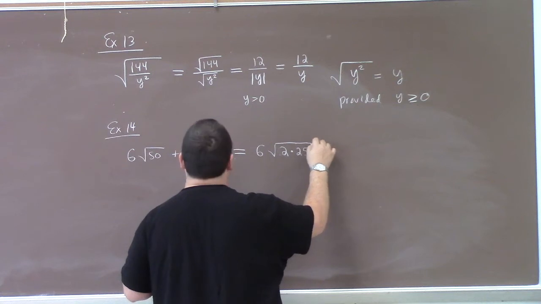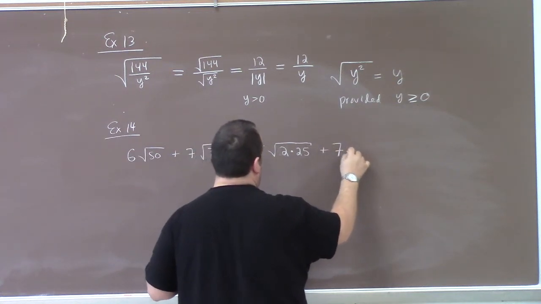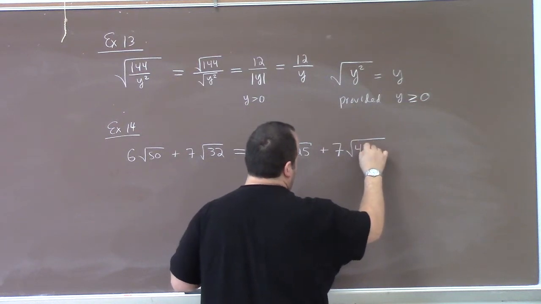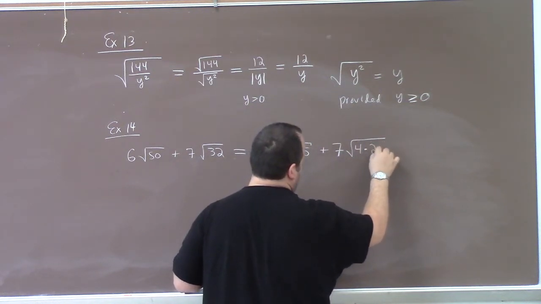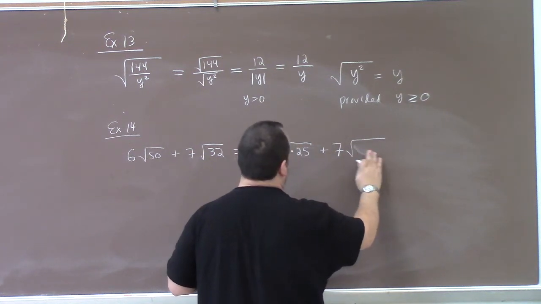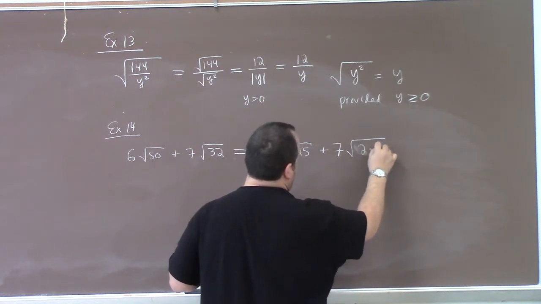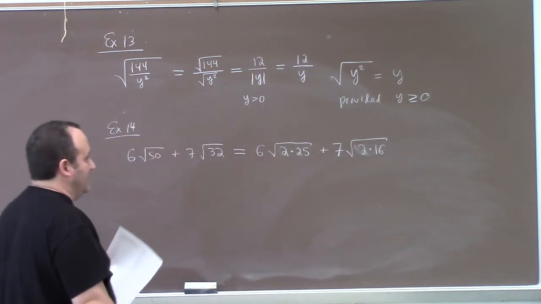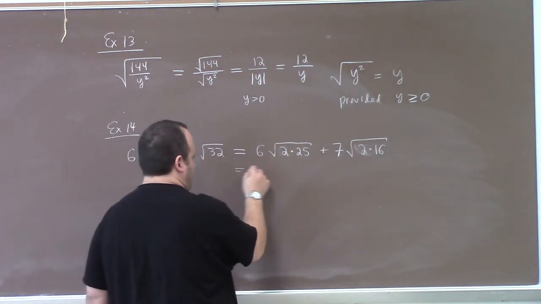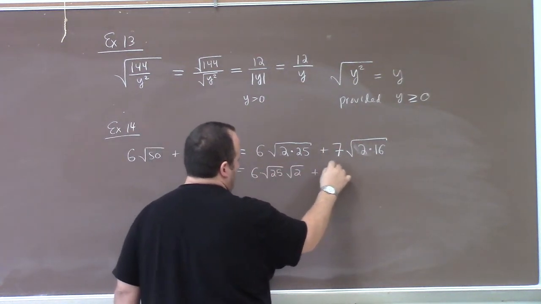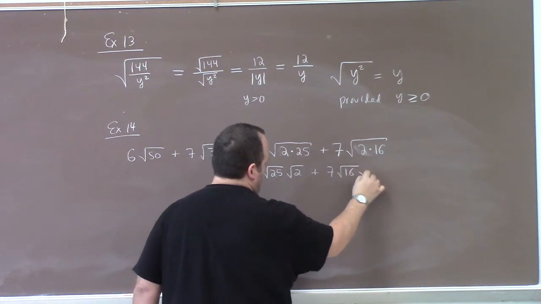That would be smarter. Plus 7 square root of, what is that, 4 times 8? Or 4 times 2 times, oh, good grief. Oh, how about 16 times 2? That'd be smarter, wouldn't it? If I think of it that way, because then we just got 6 times the square root of 25 times the square root of 2 plus 7 times the square root of 16 times the square root of 2.